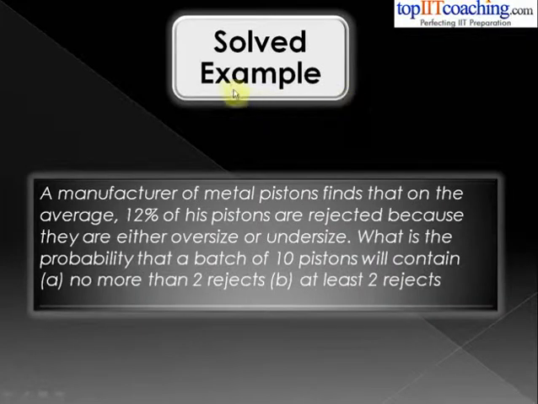Now let's see a solved example. A manufacturer of metal pistons finds that on the average 12% of his pistons are rejected because they are either oversized or undersized.